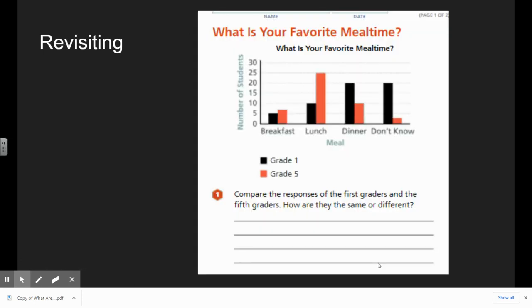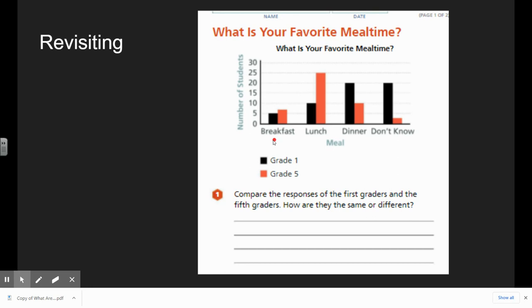Let's review this graph. What is your favorite mealtime? Here I have my title, what is your favorite mealtime? And on the left-hand side, I have the number of students. Notice the intervals. They start at 0 at this line, and each little dashed line goes up and increases by 5. So my intervals are increasing by 5 each time. When I count, I've got 5, 10, 15, 20, 25, 30.